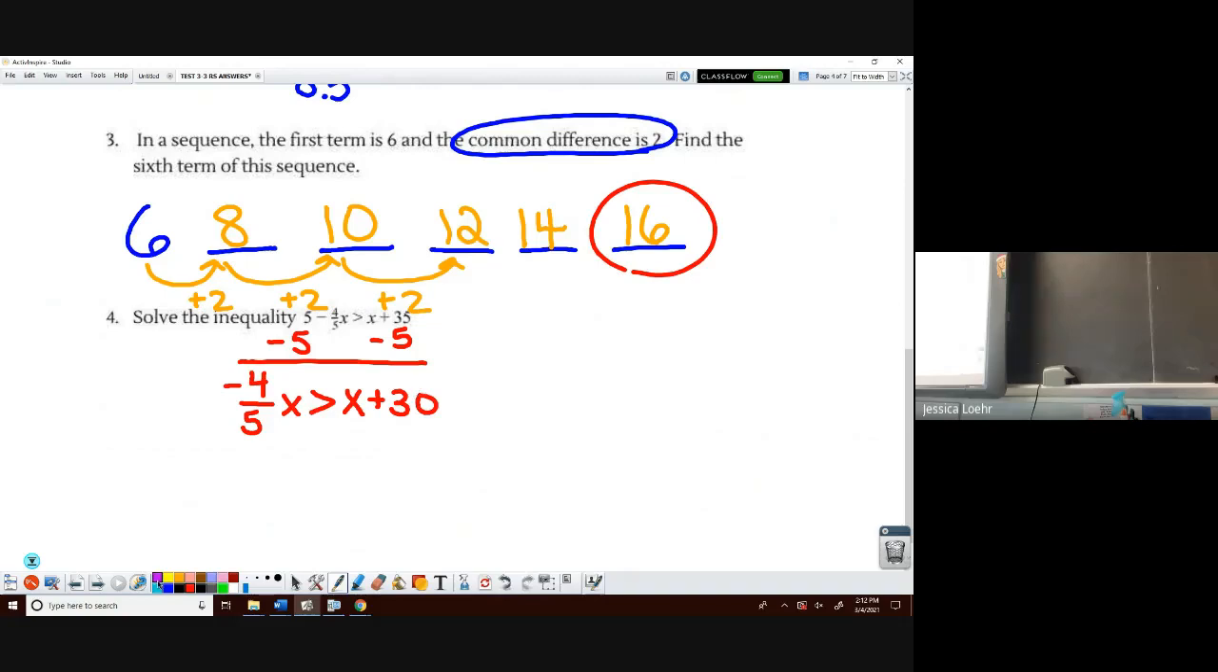Yes, Ryan? For the last one, when you count 6, do you start with the 6? And this is the first term. So this is 1, 2, 3, 4, 5, 6.